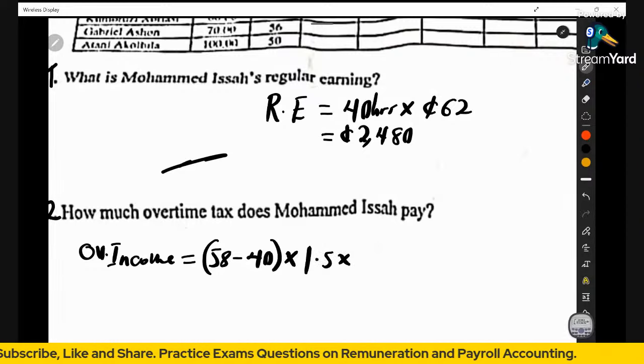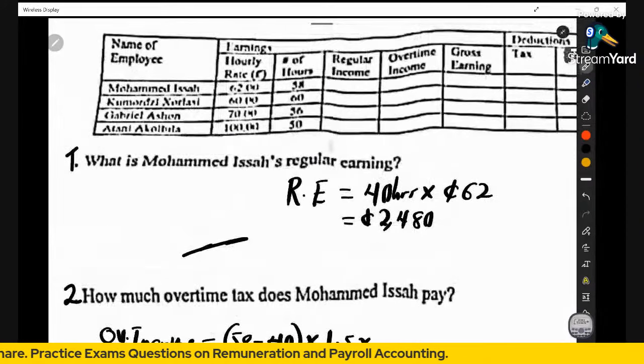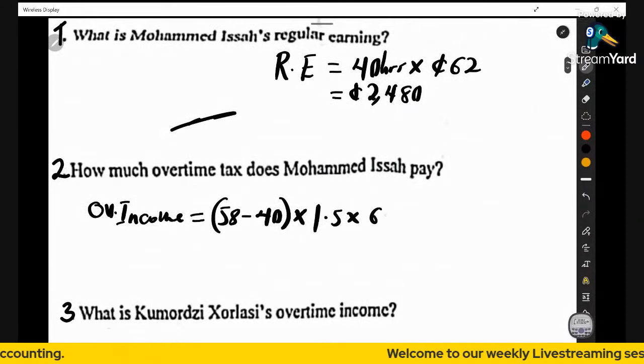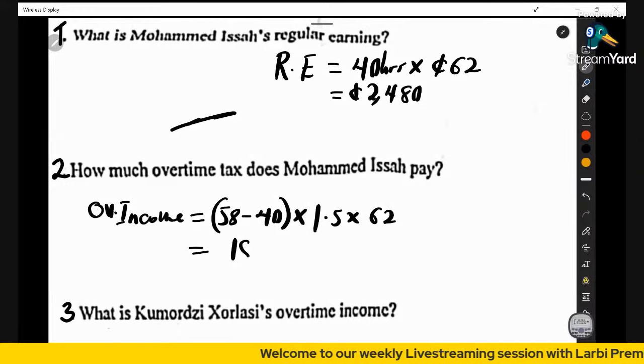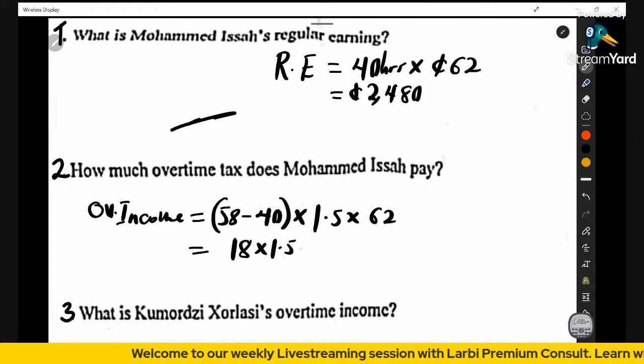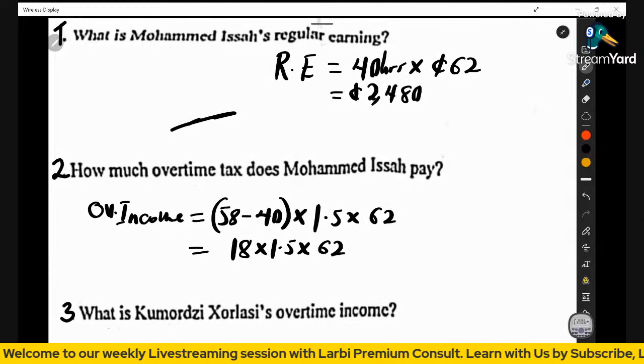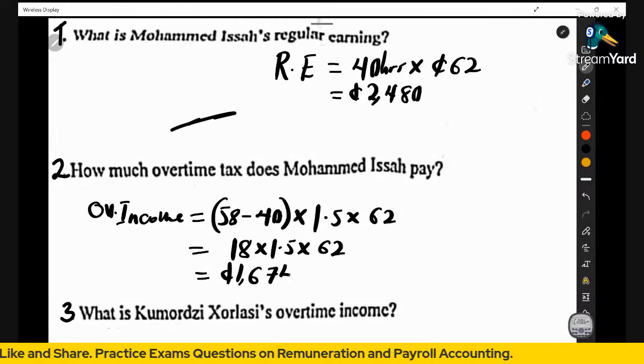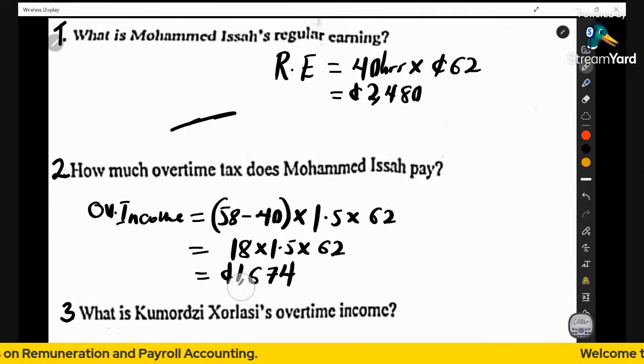Then multiply by the hourly rate for Mohammed Isa. That was 62, you can see here. So here you multiply by 62. So we are getting 18 multiplied by 1.5 multiplied by 62. With the help of your calculator, when you compute this, you should get an overtime income for Mohammed Isa equal to 1,674.